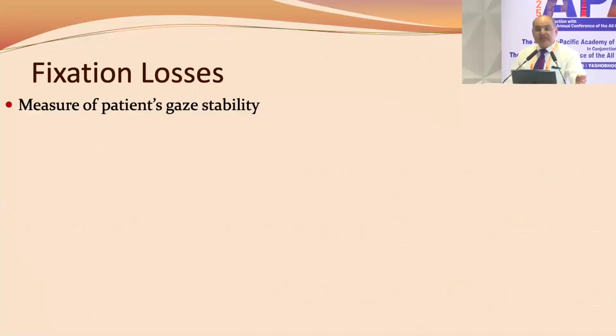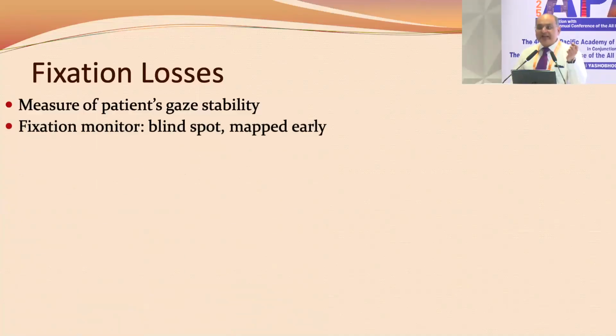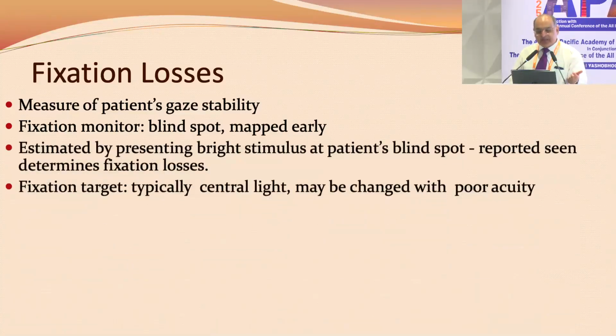Fixation losses, they measure the patient's ability to track the gaze. So fixation monitor usually is the blind spot. It is mapped early on in the visual field, because then we can track the fixation losses. Now what it does is it gives a high intensity stimulant at the blind spot, and if the patient says it has seen, that means he was not fixing at the correct point. So this is how the fixation losses are measured.